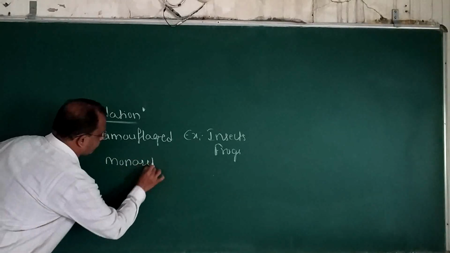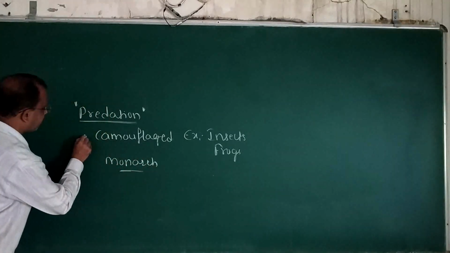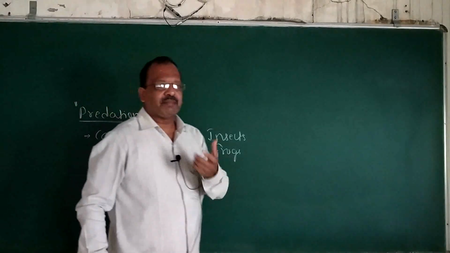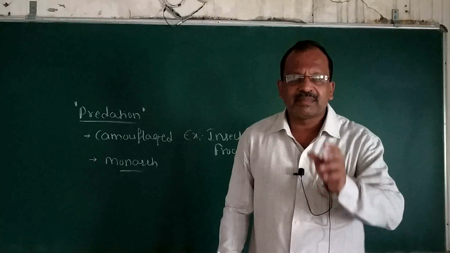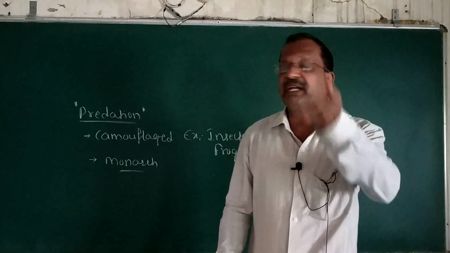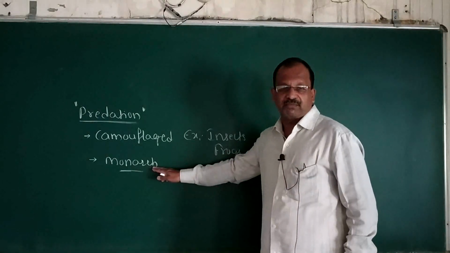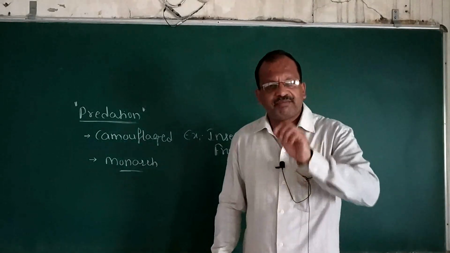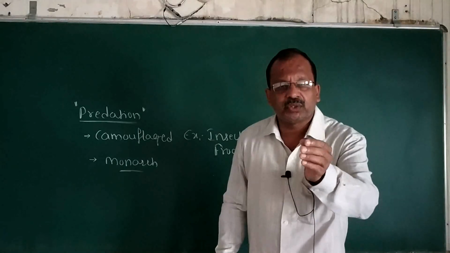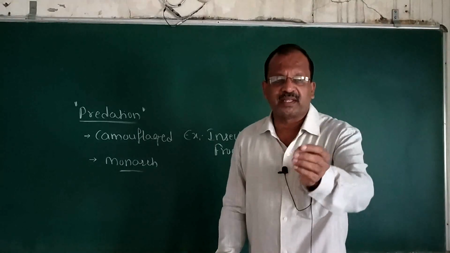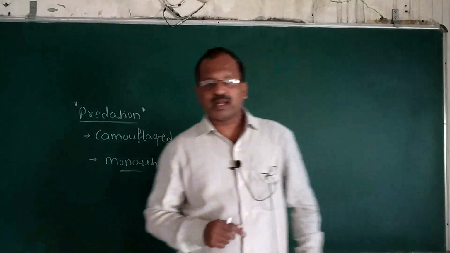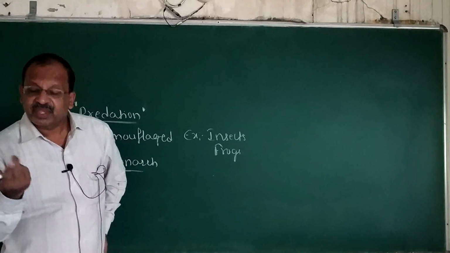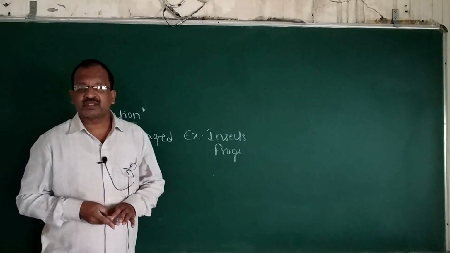Next is the second example, monarch butterfly. It has some chemical in the body so that it becomes distasteful to the predators. Here the predators are nothing but birds. Now the question arises, from where has it collected that poisonous chemical?